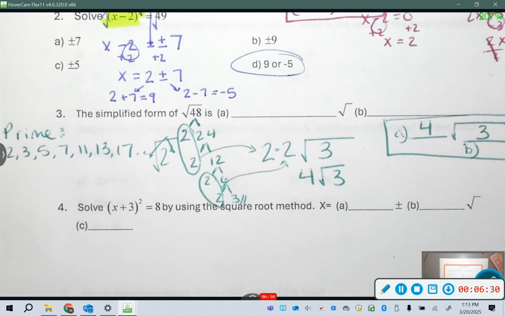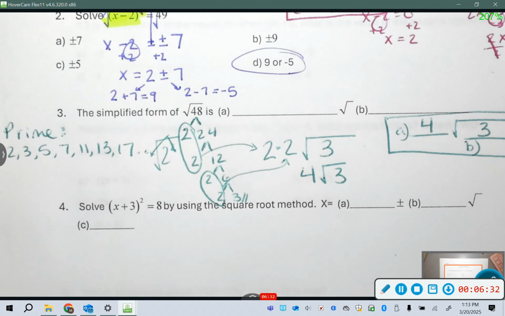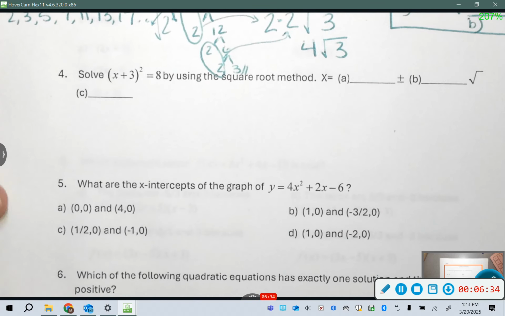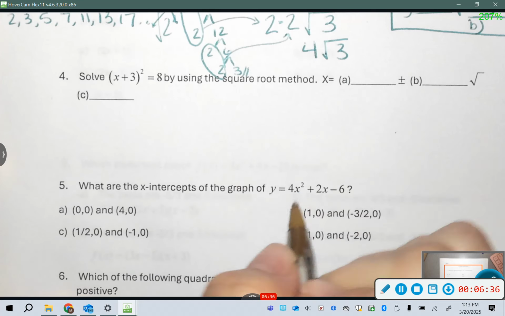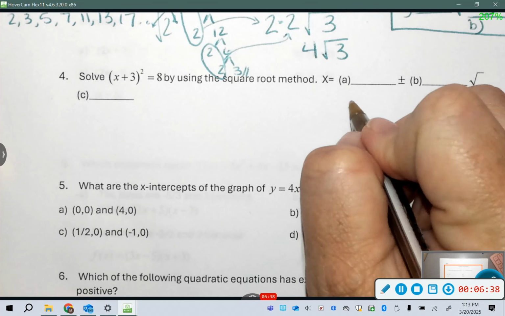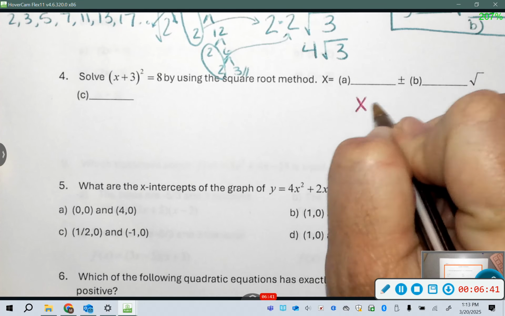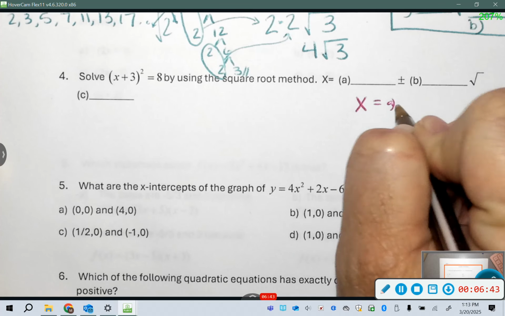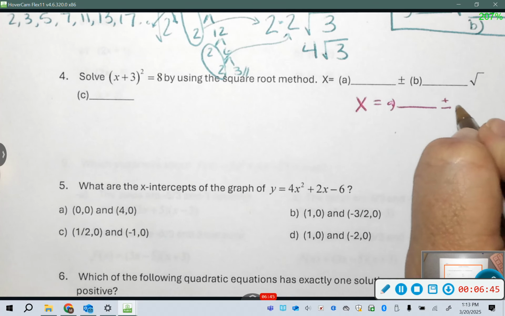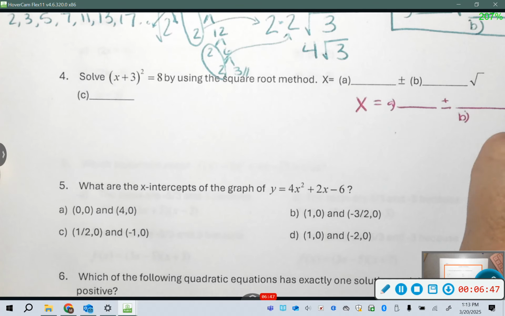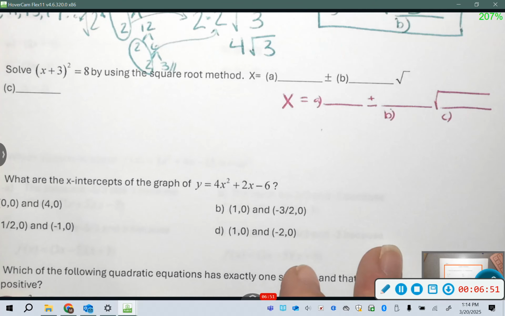Okay, let's look at number 4, goodness, skipping ahead. Okay, this is another one just like number 2. So this is saying to leave it in this form. So I'm going to rewrite it: x equals A plus or minus B square root of whatever that is, my C. That's how I rewrite it.